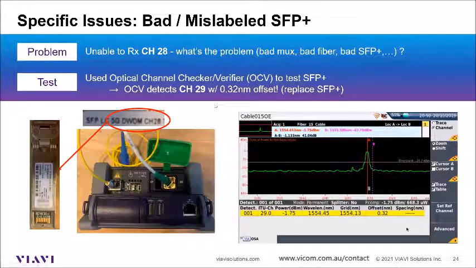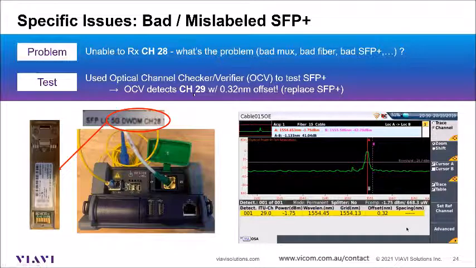So I mentioned the SFP being quite an industry problem at the moment, and we do have our optical channel checker here that also has an SFP cage, so you can test SFPs on board the OCC module, right? For instance, there was a problem where the network was unable to receive channel 28, and technicians were guessing, okay, what's the problem? Is it a bad mux? Is it a bad fiber? Was it a bad port, or maybe a bad SFP?